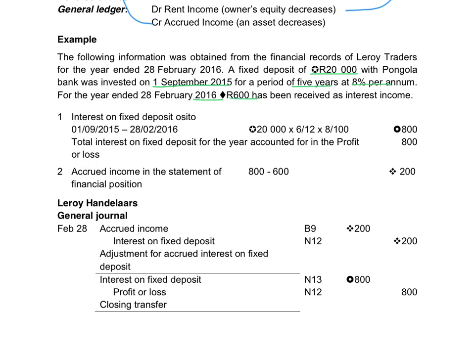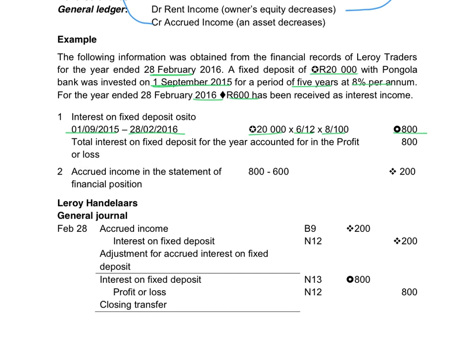We don't know if this 600 is the full amount that we are supposed to get, so therefore we must do a calculation to determine what the income for the year should be. The investment was on the 1st of September, so the interest will be earned from the 1st of September up to the end of the financial year, 28 February, on 20,000 Rand. This is only for 6 months at 8%. So the amount that we are supposed to receive is 800 Rand.